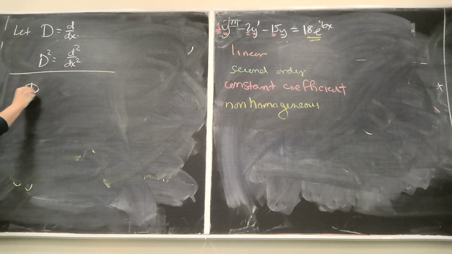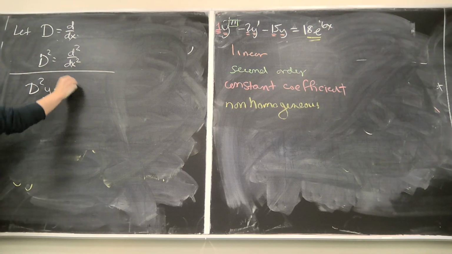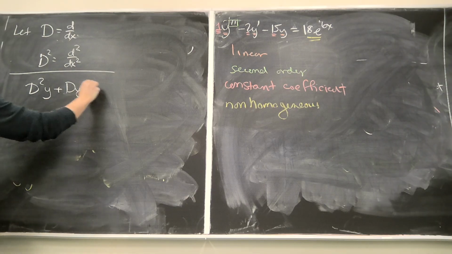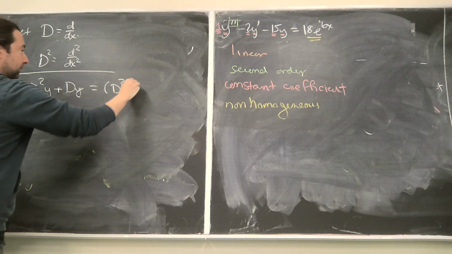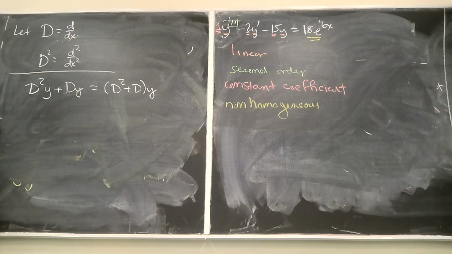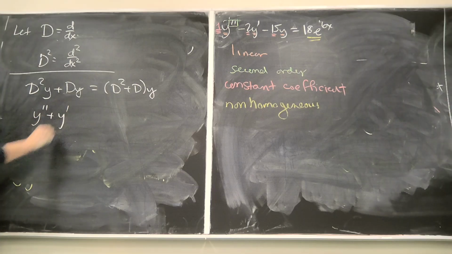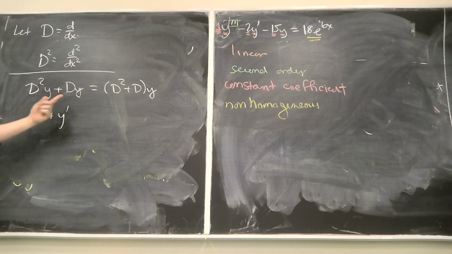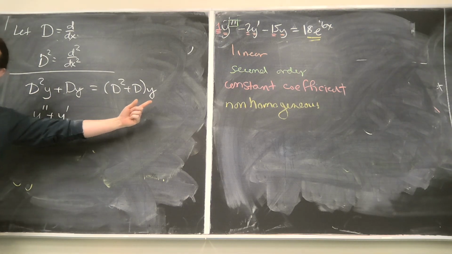So if I wrote D squared y plus Dy, I can think about it as being D squared plus D applied to y. What I would mean by that would be y double prime plus y prime. So this is the book's notation for writing these derivatives. It likes to use this operator notation because it can treat it like something that you can factor the y out of.